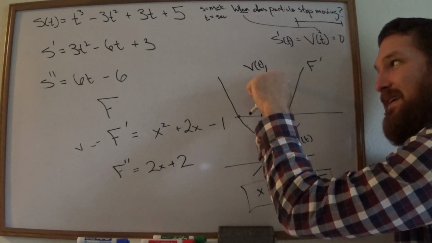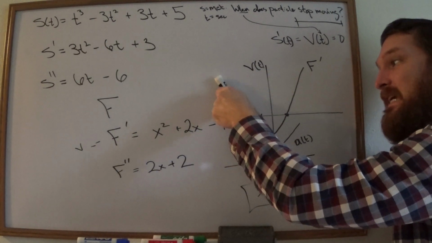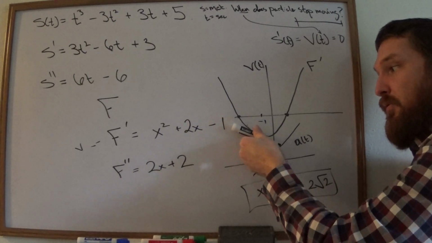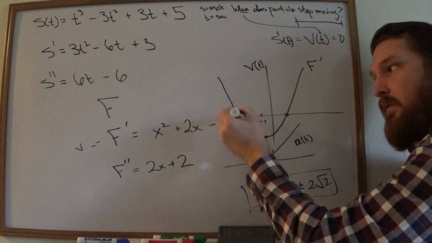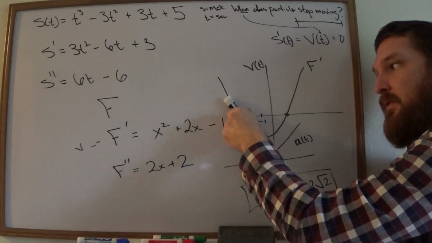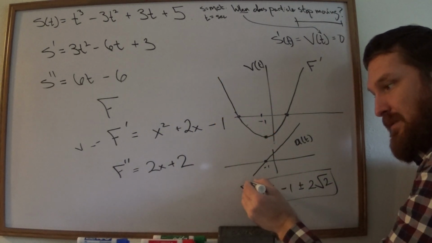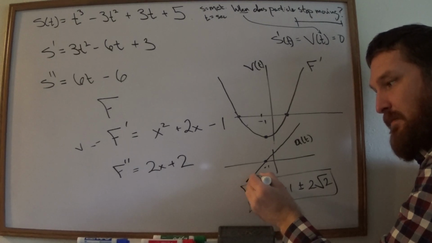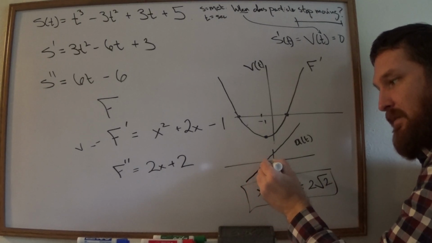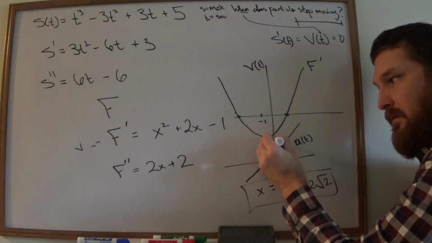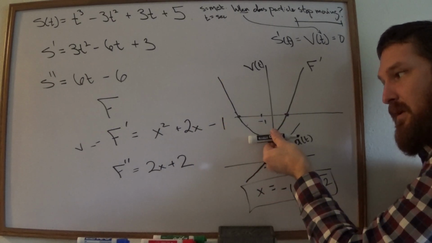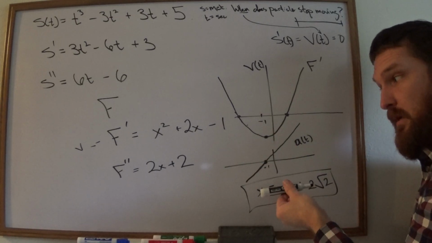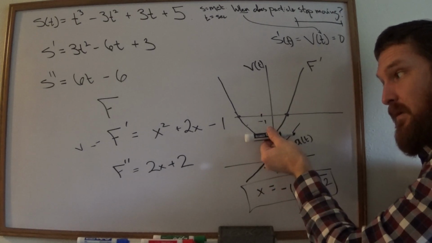The slope of this thing is in the process of changing right here. Even though it's going through 0, it's still going from steeper to less steep. It's going from steeper to less steep. It happens to be 0 here, and that happens to be where the minimum occurs. That's always the case. If you have a 0 here, you will have a minimum.